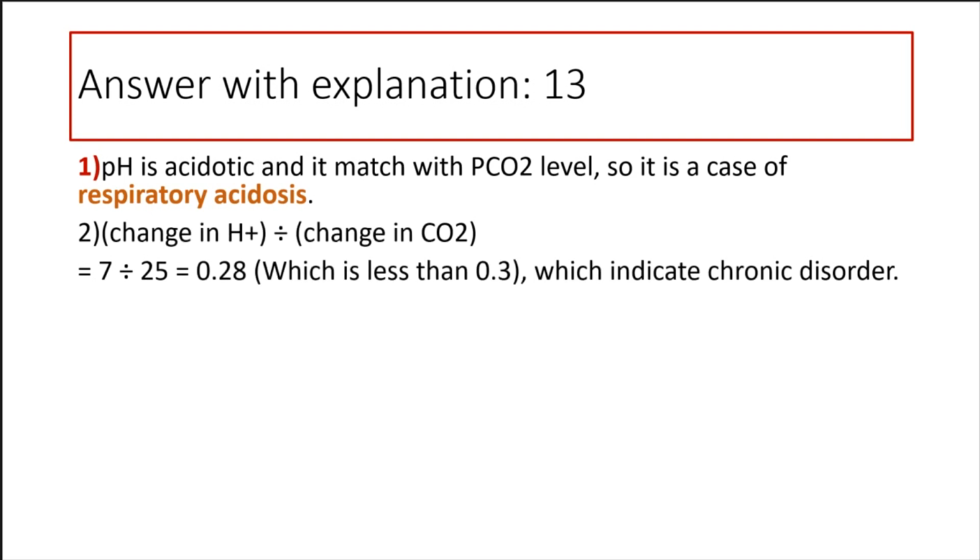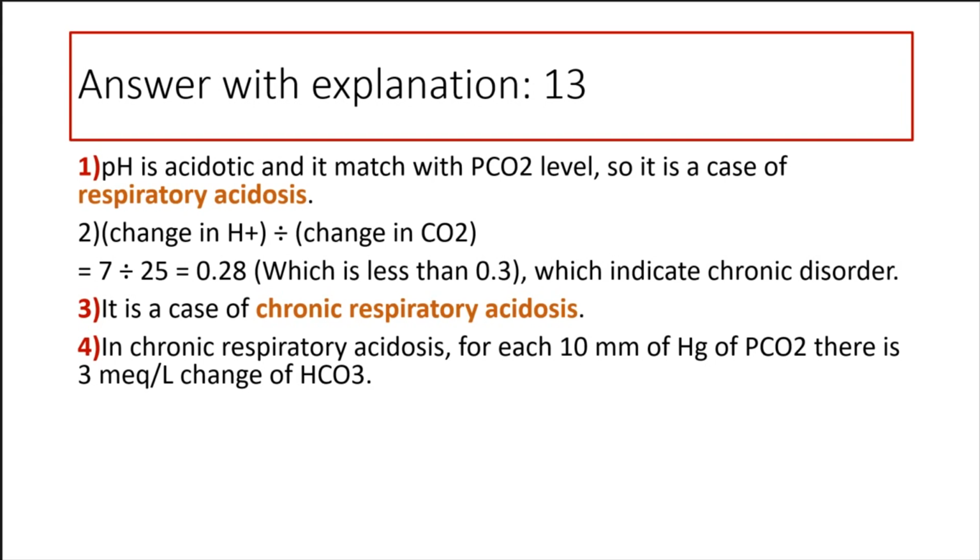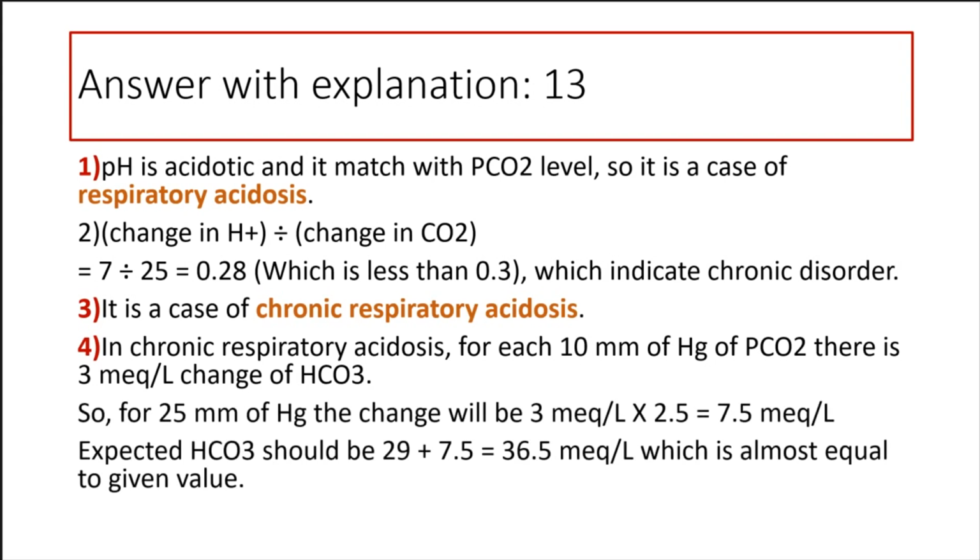2. Change in H+ divided by change in CO2 equals 7 divided by 25 equals 0.28, which is less than 0.3, which indicates chronic disorder. 3. It is a case of chronic respiratory acidosis. 4. In chronic respiratory acidosis, for each 10 mm of Hg of PCO2 there is 3 milliequivalent per liter change of HCO3 or bicarbonate. So, for 25 mm of Hg the change will be 3 milliequivalent per liter multiply 2.5 equals 7.5 milliequivalent per liter.